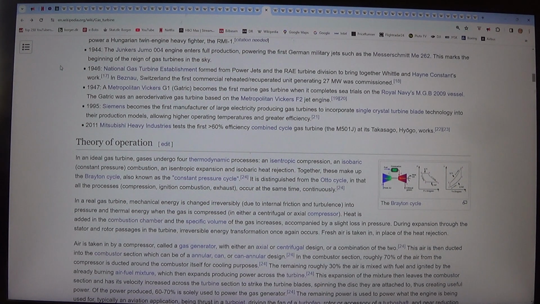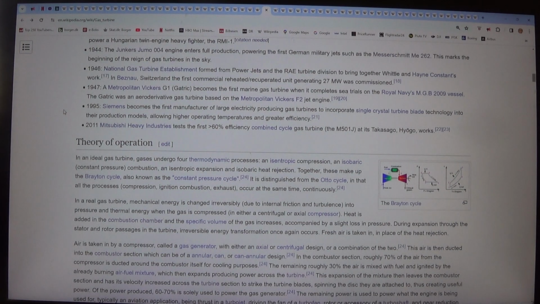In 1947, a Metropolitan-Vickers G1 Gatric becomes the first marine gas turbine when it completes sea trials on the Royal Navy's M.G.B. 2009 vessel. The Gatric was an aeroderivative gas turbine based on the Metropolitan-Vickers F2 jet engine.